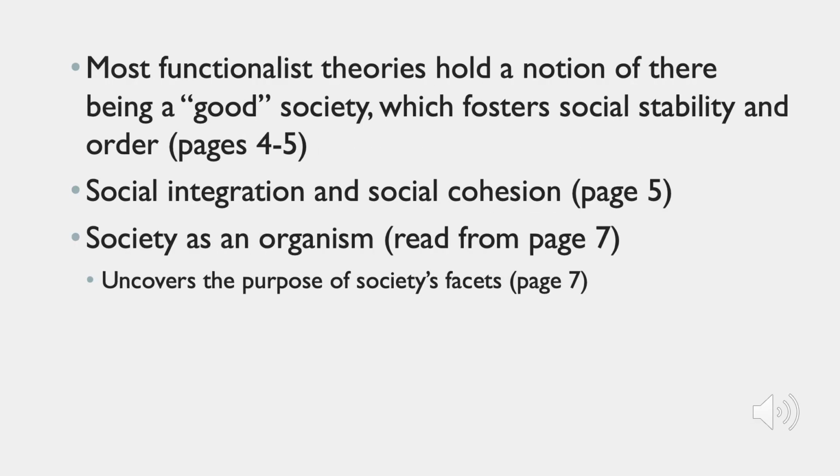Most functionalist theories hold a notion of there being a good society which fosters social stability and order. There are objectives of social integration and social cohesion that are often talked about from the functionalist perspective. Society, like I said before, is very much viewed as an organism, and it is the purpose of the functionalist social scientist to uncover the purpose of society's facets. What needs do they satisfy? How do these things function and bring about equilibrium?